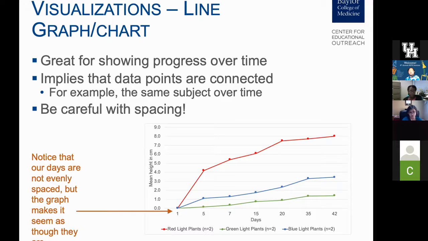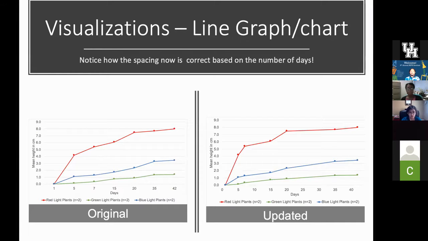What I'd like to point out, and what you can see here, is that because of the way I set it up in the spreadsheet, the data points look like they're evenly spaced, even though day 5 and day 7 look like the same distance as day 1 and day 5. It's something to be really aware of, because that's not an accurate representation of the data. You want to be really careful with how your data is presented, in order to draw conclusions but also so that your reader knows what's going on. You can see the original where they're evenly spaced, and then the updated version where you can actually see the differences between days in a more accurate format.